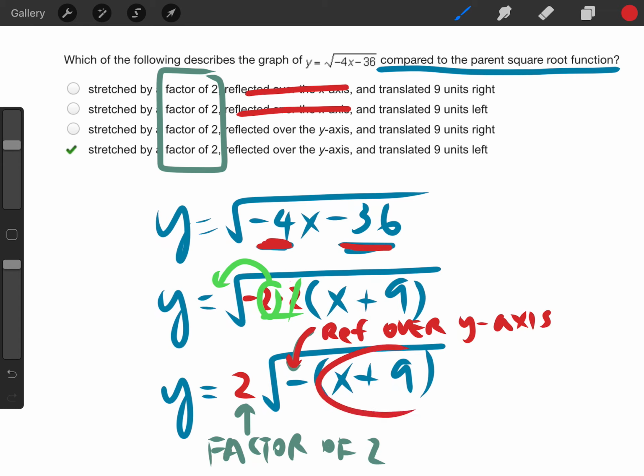Then you set x plus 9 equal to 0, and you see that x equals negative 9, which means I have to go left by 9 units. So it cannot be choice number 3. So the last choice is your correct answer.